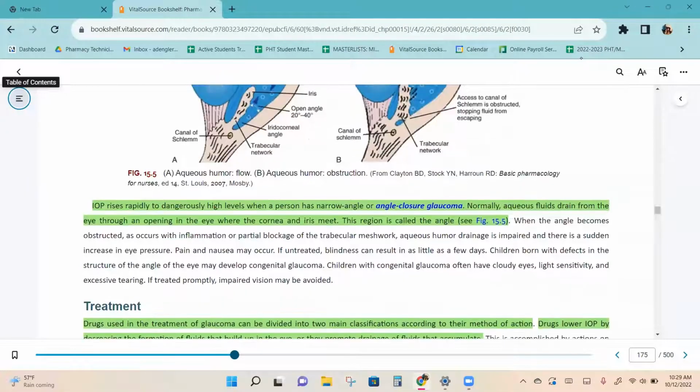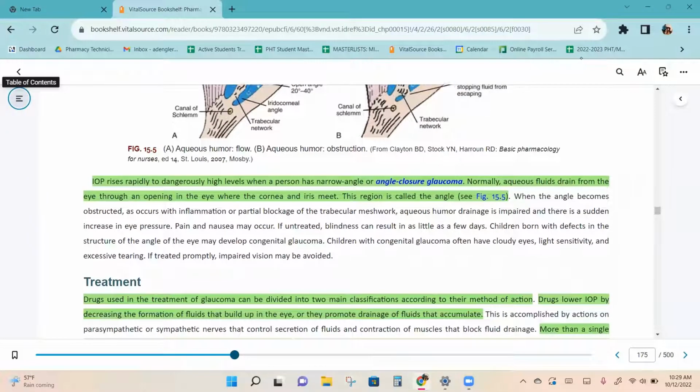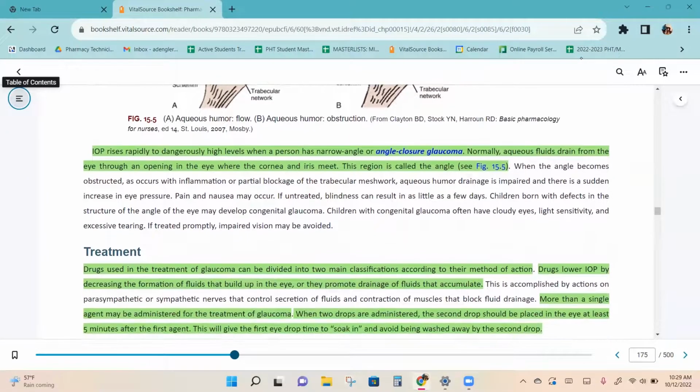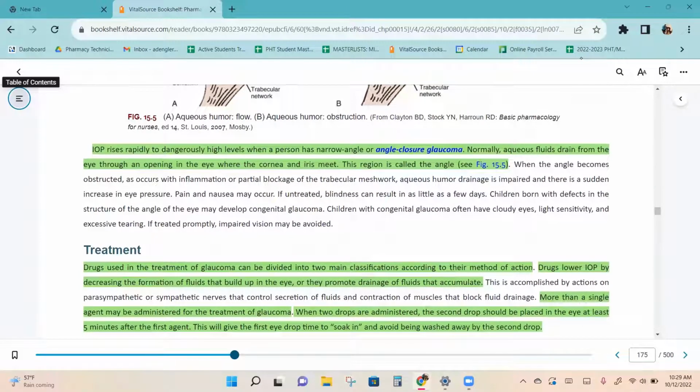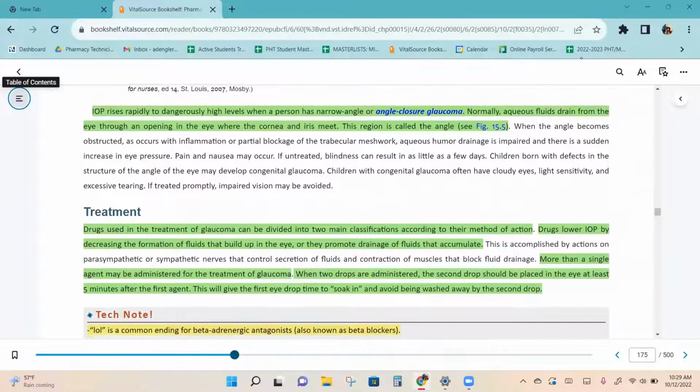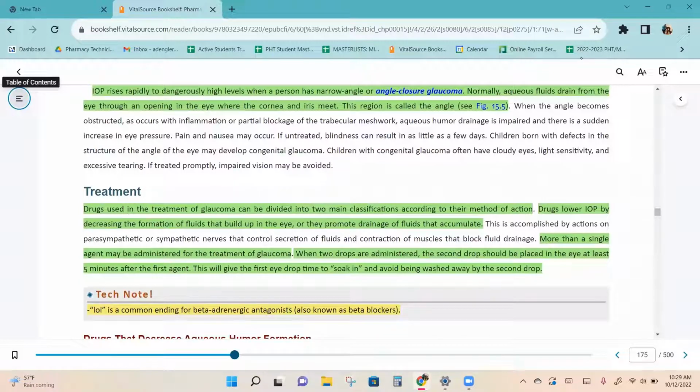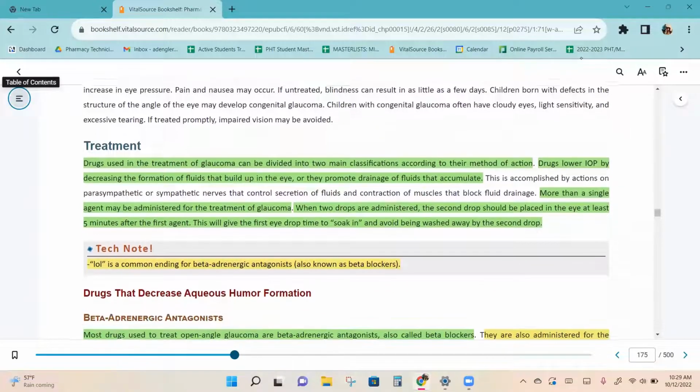IOP rises rapidly to dangerously high levels when a person has narrow angle or angle closure glaucoma. Normally, aqueous fluids can drain from the eye through an opening where the cornea and iris meet. This region is called the angle. When the angle becomes obstructed, as occurs with inflammation or partial blockage of the trabecular meshwork, aqueous humor drainage is impaired and there's a sudden increase in eye pressure.